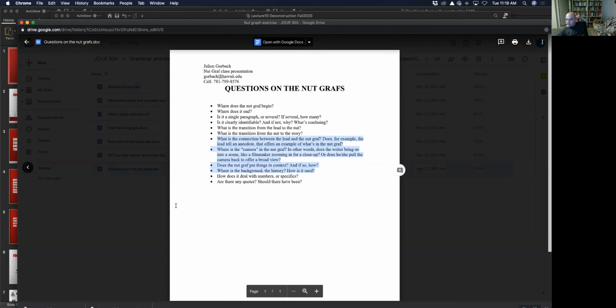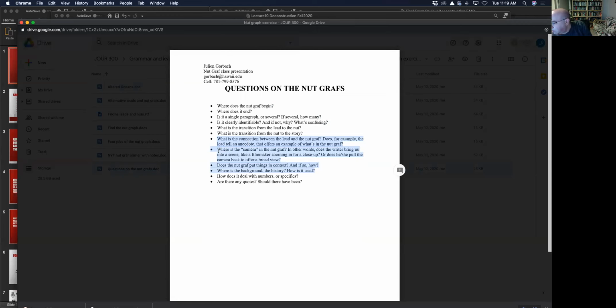So just do the next handful: what's the connection between the lead and nut graph? Where is the camera? Does the nut graph put things in context? And if so, how? This next question kind of overlaps with that: where is the background and history?